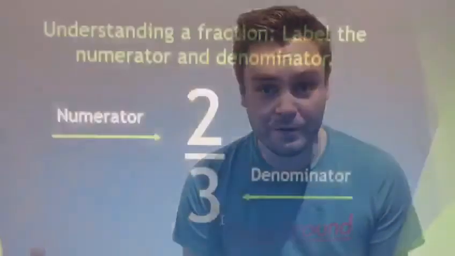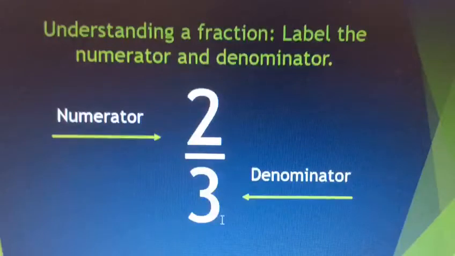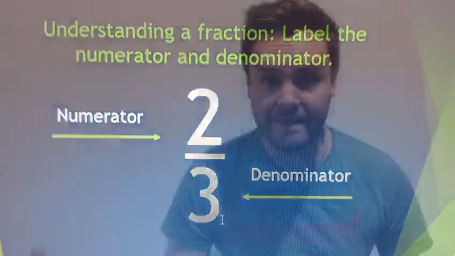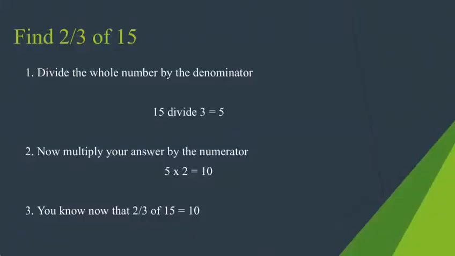So hopefully you realise that the number 2 is the numerator, that's the top part of the fraction, and the number 3 is the denominator, that is the bottom part of the fraction. And this is really important to know when we are focusing on finding the fractions of an amount, because the numerator and the denominator come in handy when doing this. So just to give you an idea, I have an example for you here.